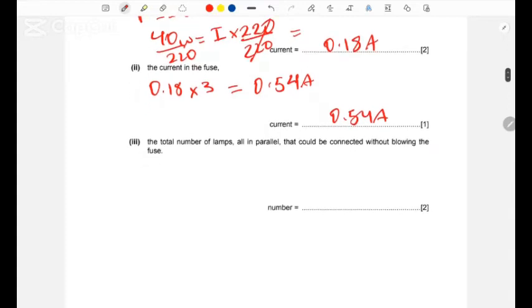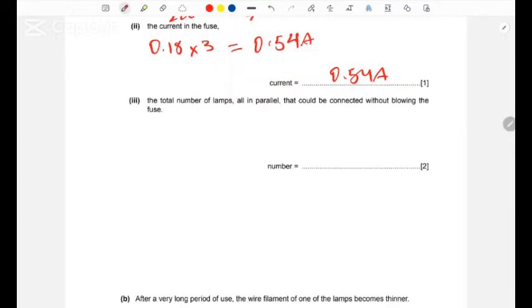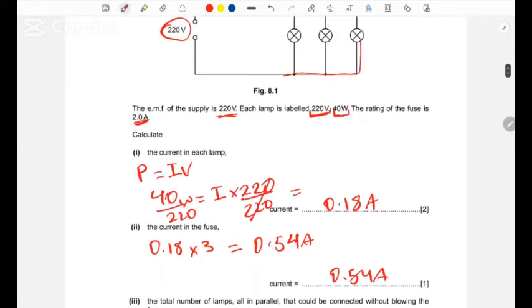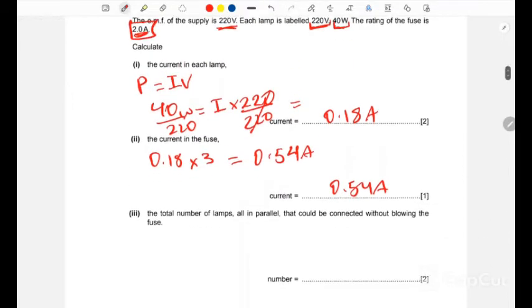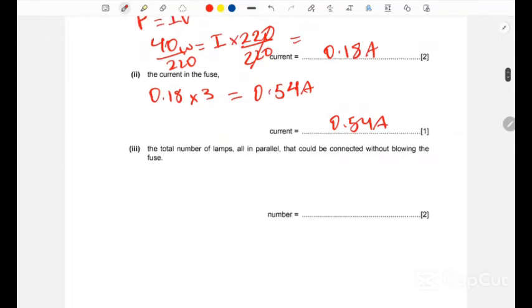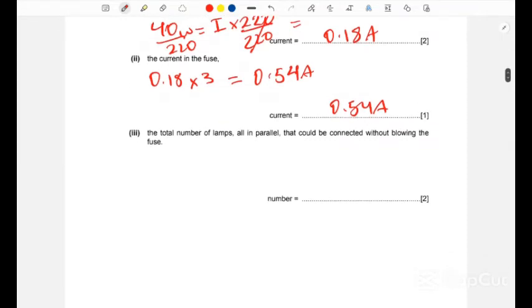Part 3. The total number of lamps, all in parallel, that could be connected without blowing the fuse. From the question, they've told us the fuse has a rating of 2 amps, so it can take a maximum of 2 amps. If each lamp has a current of 0.18 amps, we can do 2 divided by 0.18. This would give us 11.1. So the number of lamps that can be connected is 11 lamps. That's the maximum number of lamps.